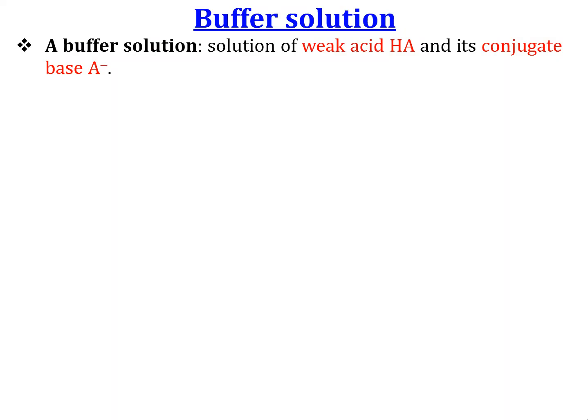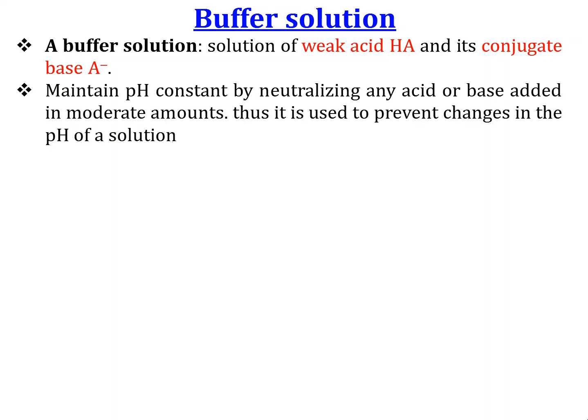contains the weak acid HA and its conjugate base A-, and we will see that not any HA plus A- form a buffer solution, because the buffer solution has certain characteristics. The role of the buffer solution is to maintain the pH constant by neutralizing any acid or base added in a certain amount. So it's used to prevent the changes in the pH of a solution.